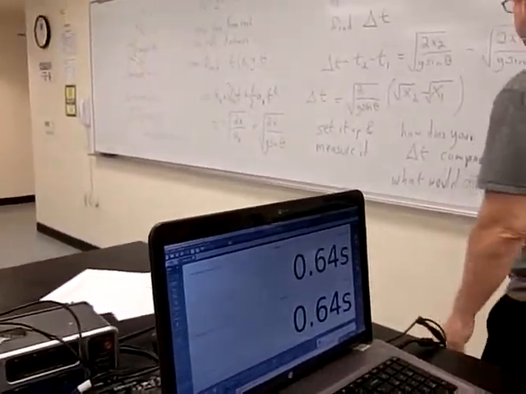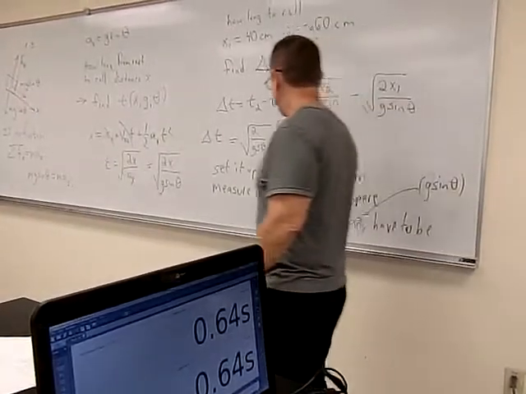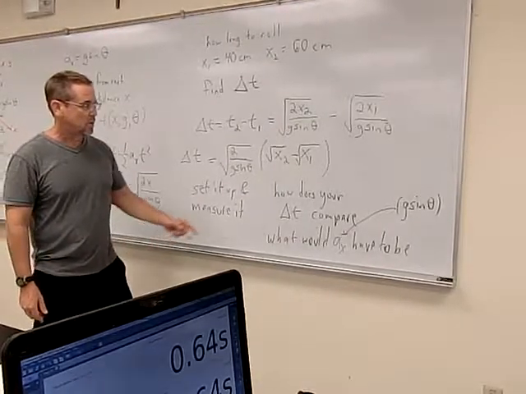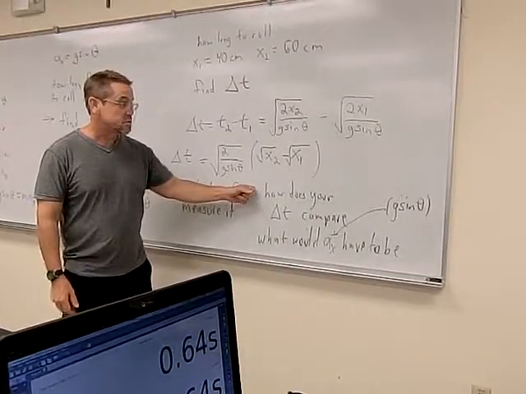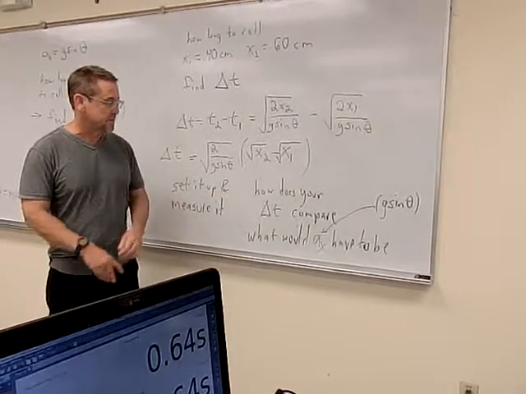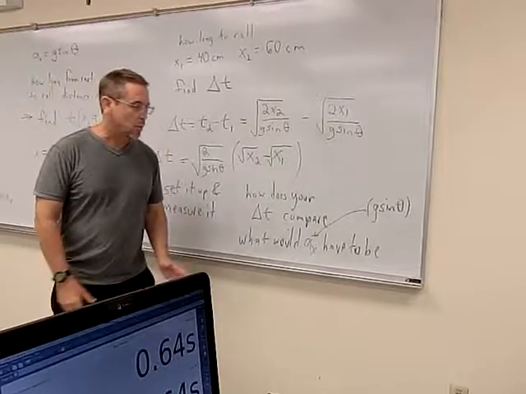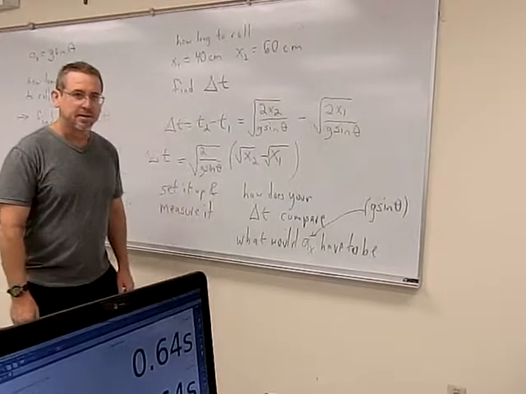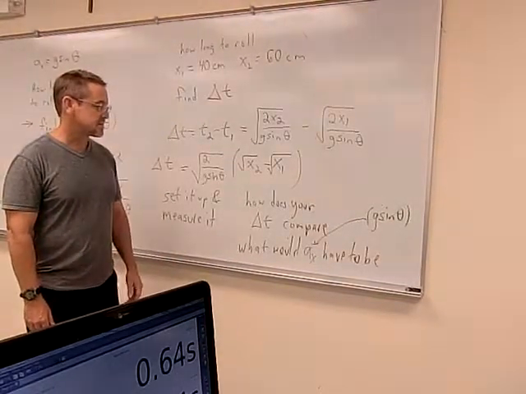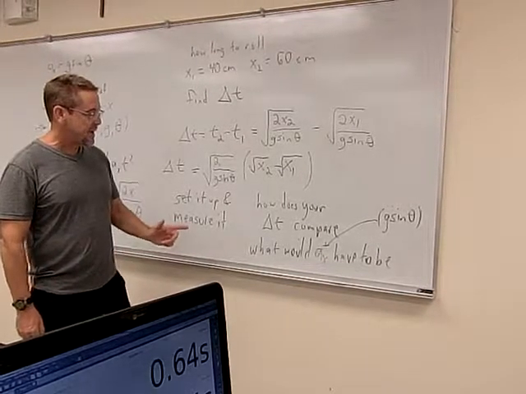You guys do that, and then you compare what you get to what you had calculated it to be. I want you to tell me how they compare. Give me a percent difference. Talk about why it may be different. Is it longer? Is it shorter? Does that make sense? How much longer? How much shorter? What percent difference is it?